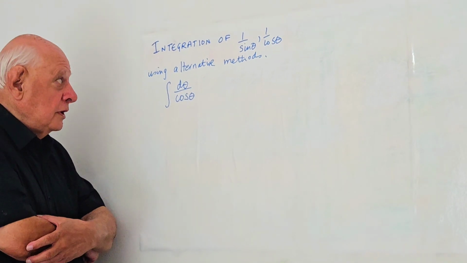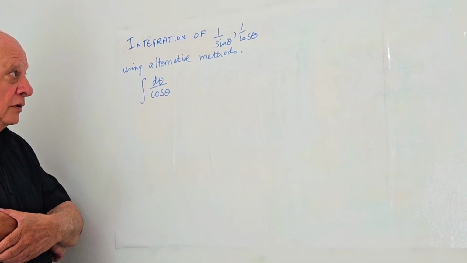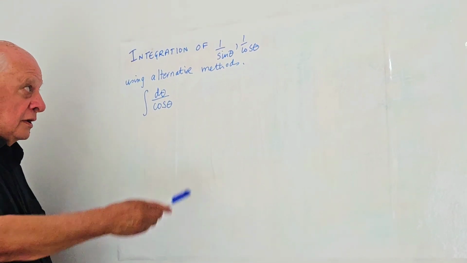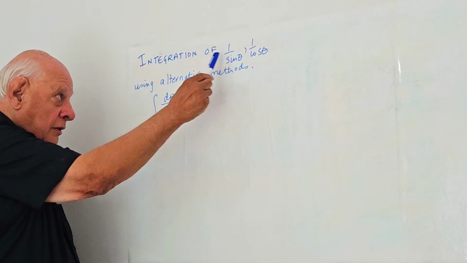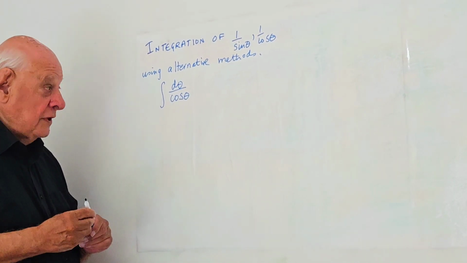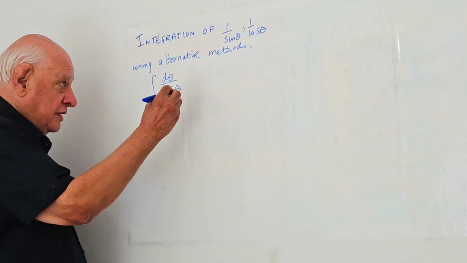Right, I'm going to show you how to integrate 1 over sine theta, 1 over cos theta by alternative methods. I've already used one method to do this one without using a substitution, but today I'm going to use substitutions. And the first substitution I'm going to use is for this, and it's quite easy.